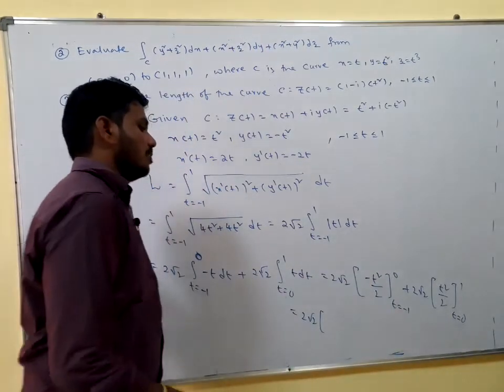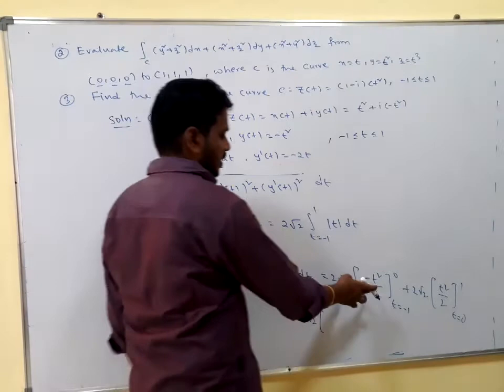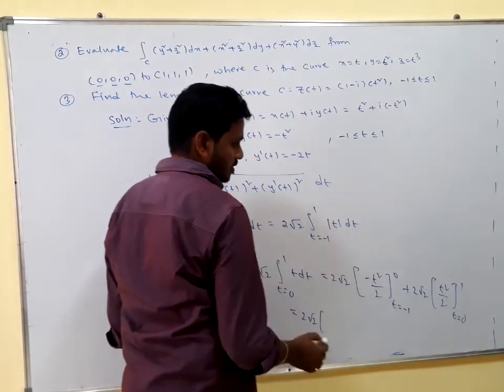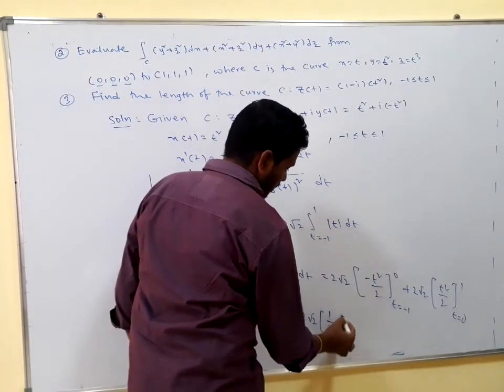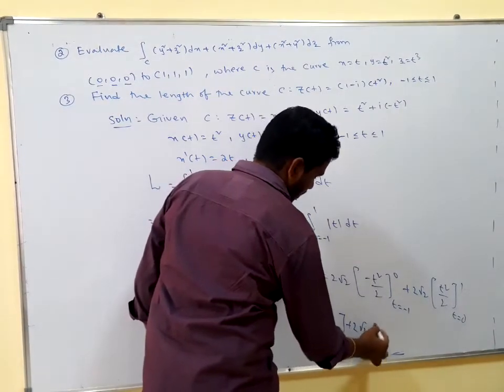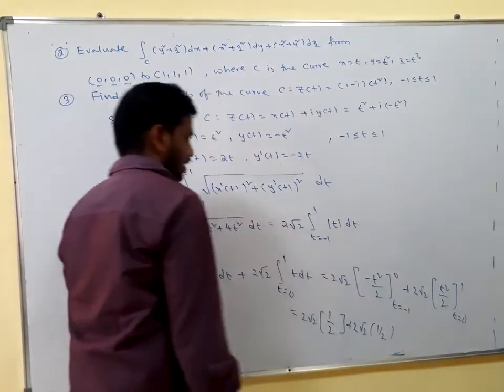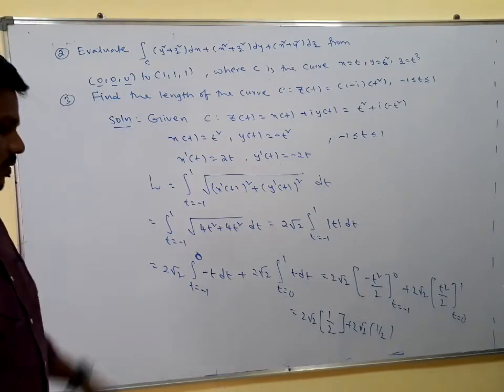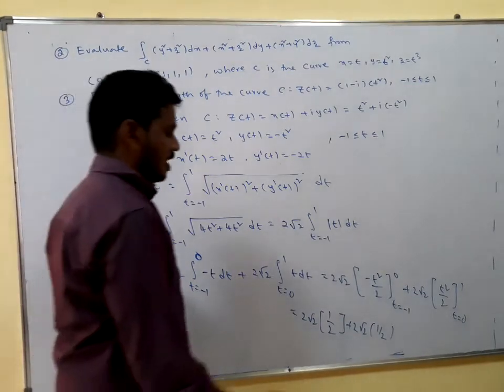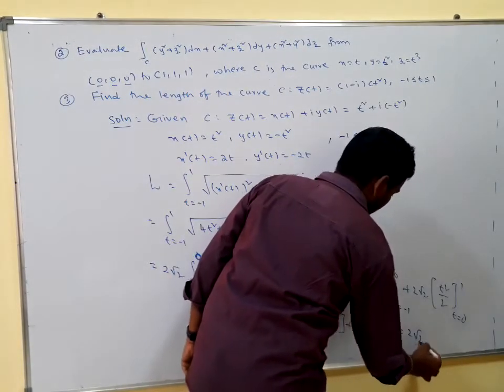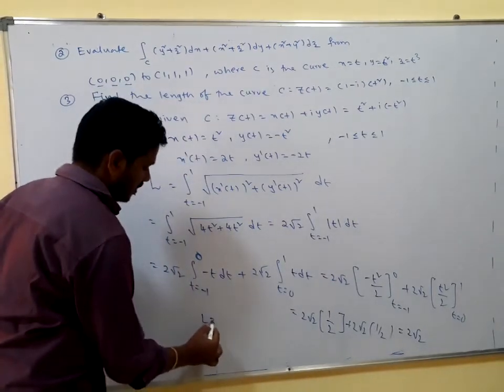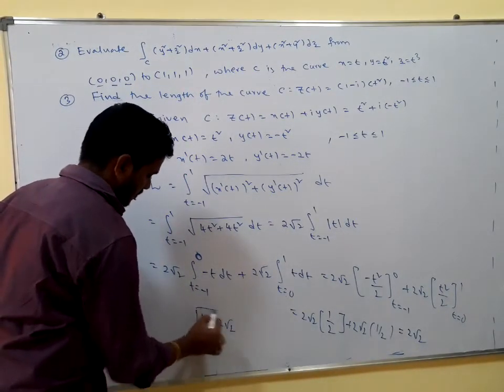Which equals 2 root 2 into, writing in 0, it is 0 minus, minus into minus becomes plus, and minus 1 whole square is nothing but 1 by 2, so it is 1 by 2, plus 2 root 2 into, here also 1 by 2. So it is 2 root 2 plus 2 root 2, which is 4 root 2 by 2, and the answer is 2 root 2. The length of the curve is L equals 2 root 2.